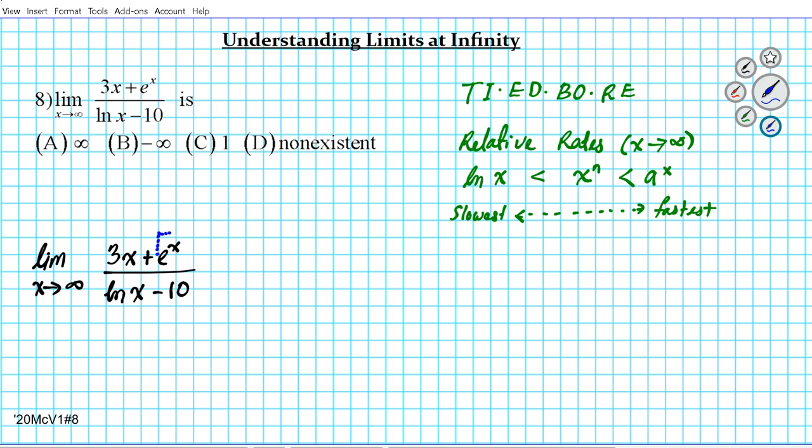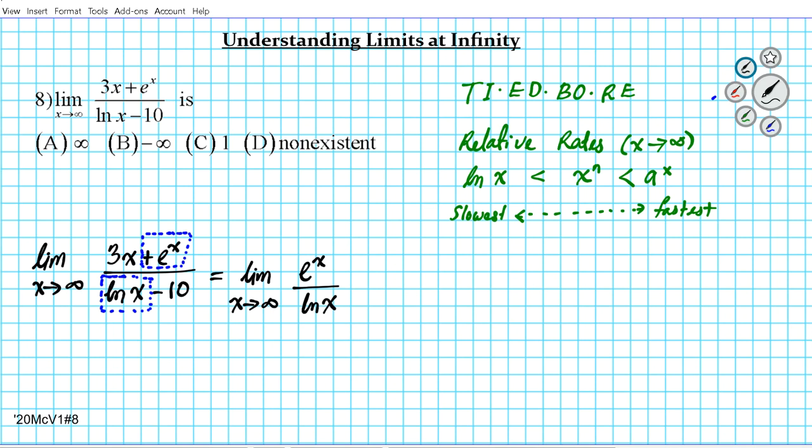The exponential function is going to dominate. Always take this sign, don't forget. So that will dominate in the numerator. In the denominator, we have ln x and negative 10. Now, 10 is not even growing. It's a constant. So clearly, the natural logarithm will dominate the constant because it grows, even though it's growing at a slow rate. So this limit reduces, using relative rates, to the limit as x approaches infinity of e to the x divided by the natural logarithm of x.